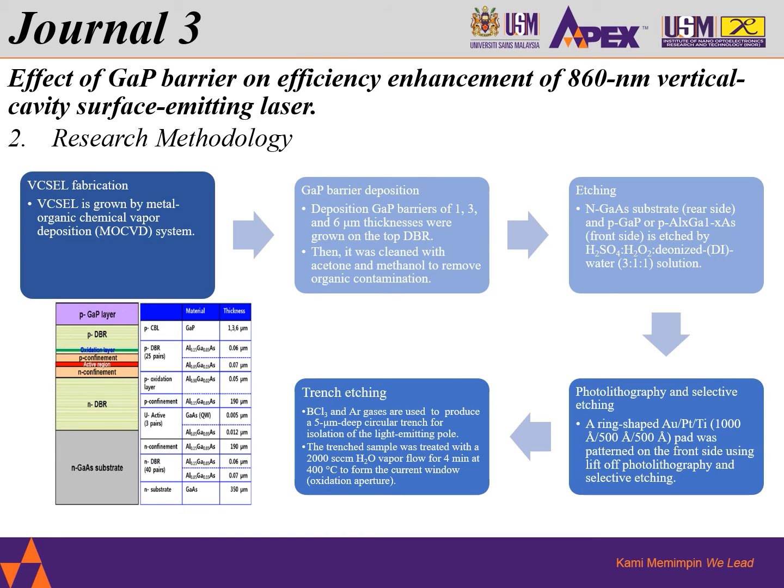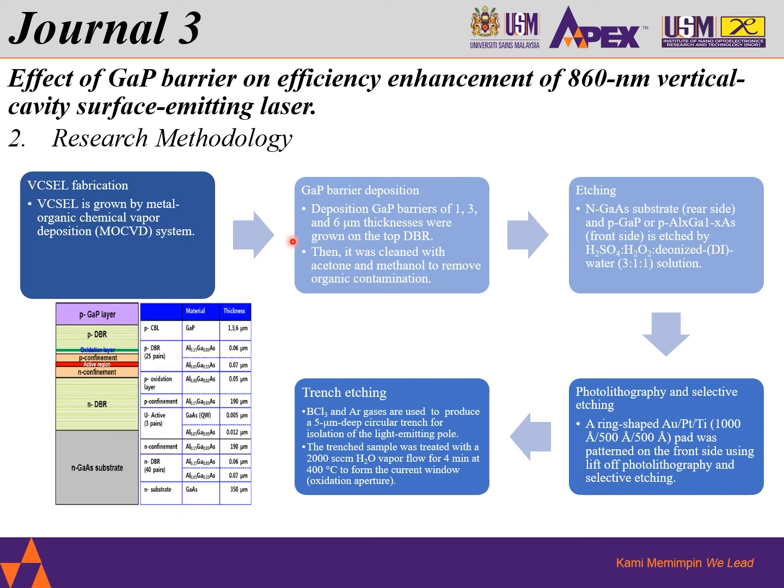So this part explains the research methodology. First, it started with VCSEL fabrications. This is the structure of how it looks. The VCSEL is grown by a metal organic chemical vapor deposition system. Next is followed by the gallium phosphide barrier depositions, which is over here. There are 3 thicknesses grown here, which are 1, 3, and 6 micron thickness.